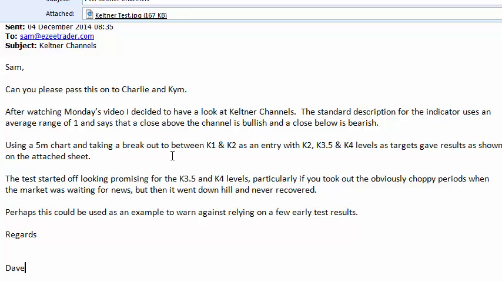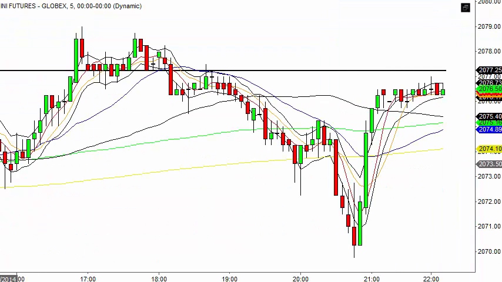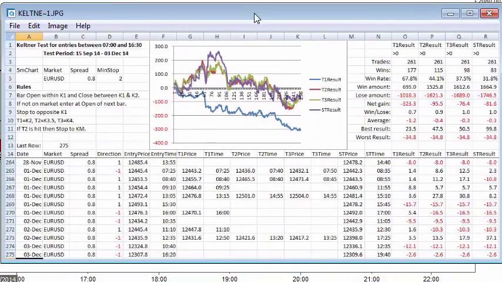This is on that counter channels. Using a 5-minute chart and taking a breakout of counter channel 1 and 2 as an entry, with counter 1, 2, 3.5 and 4 levels as targets, gave the results as shown on the spreadsheet. The test started off looking promising, but then it went downhill and never recovered. Please could you use this example to warn against relying on a few early test results, which is great. I'm pleased about that because, don't get me wrong, any indicator will have its uses, and it depends how you use it and in what context. So I'll bring up his spreadsheet so you can have a look at that.